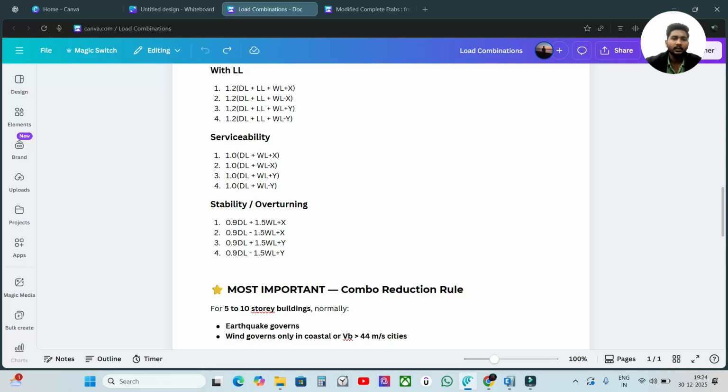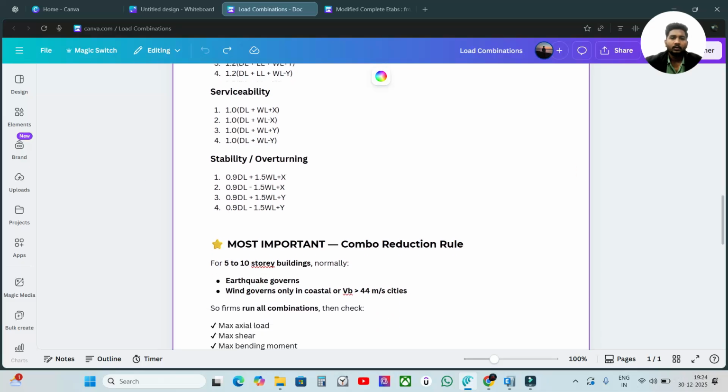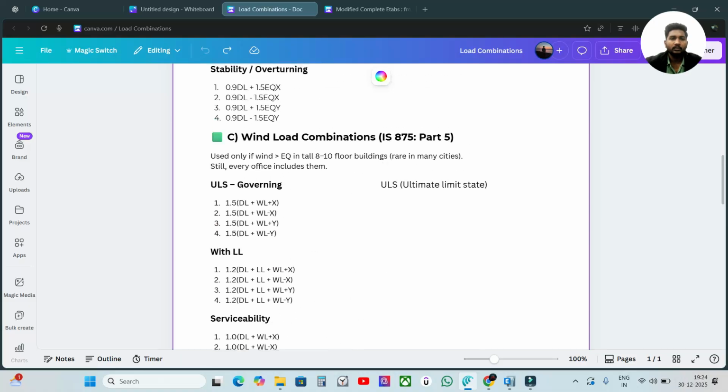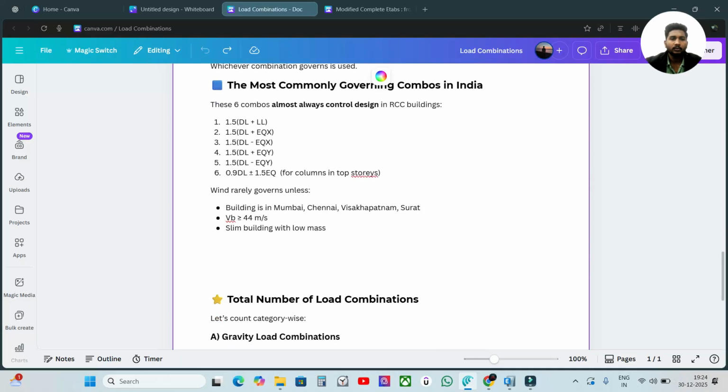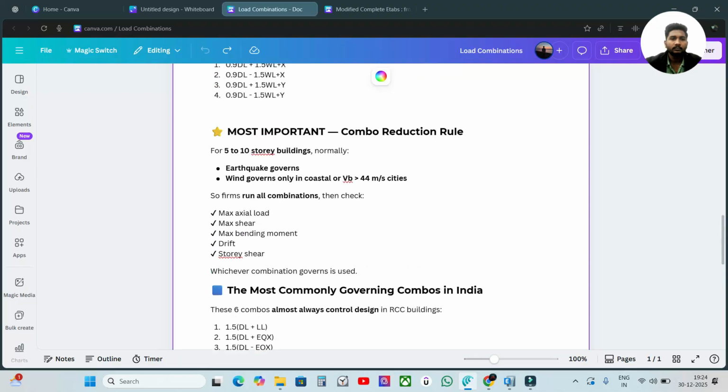Means dead load plus wind load in Y, plus it can't be earthquake in Y. Okay, make a note of it. It can't be earthquake in Y. Okay, that was the 36 total combinations. So let's see more detail of it.